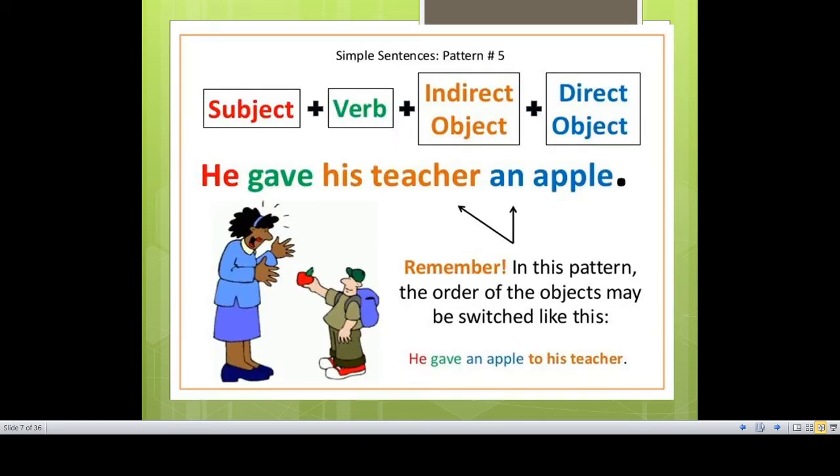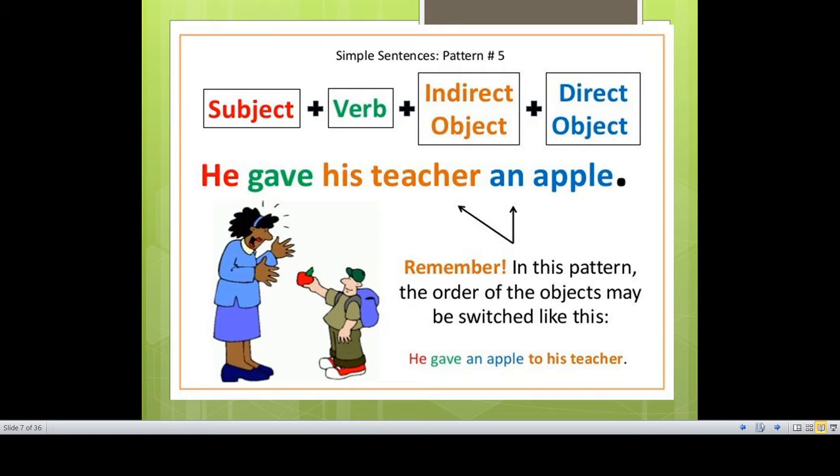Here you can see the simple sentence patterns. He gave his teacher an apple. So you have a subject here, which you can see in the color sequence. Subject, he, is a pronoun, of course. Verb, the action, gave. He gave an apple. Okay. And then his teacher. His teacher is there and an apple. So what did he give?